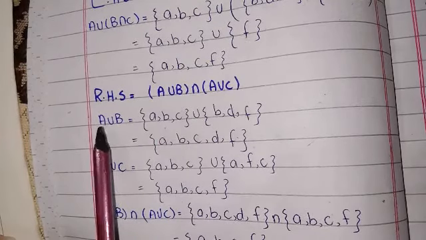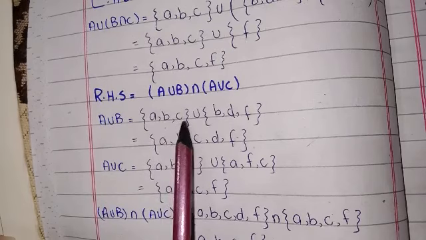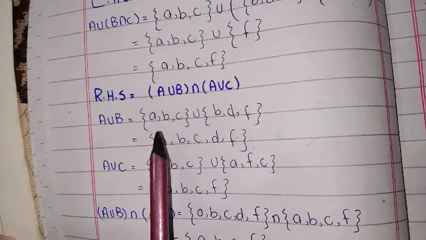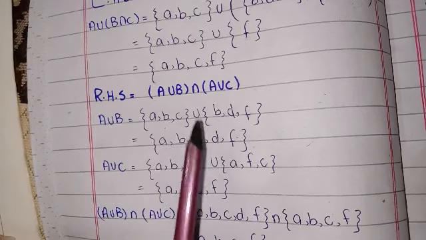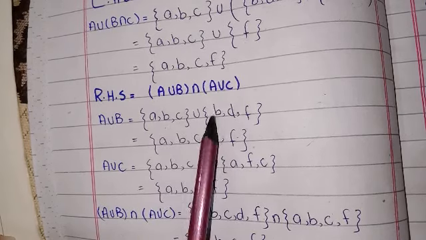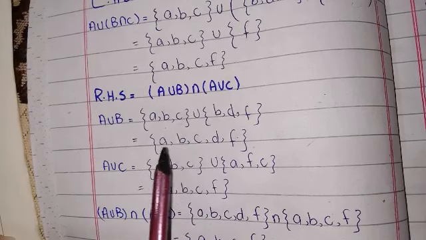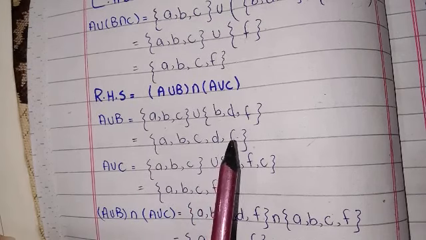First we will find out A union B. Here is our A set, then union our B set. We have to combine all the elements of set A and set B. As you can see that B is repeating in both sets, so we will write B once in the resultant set. We will write A, B, C, D, F.